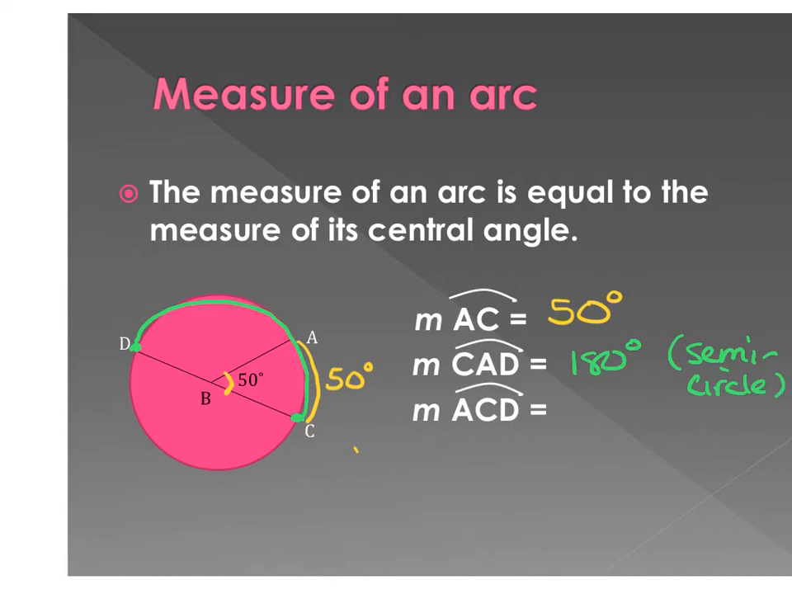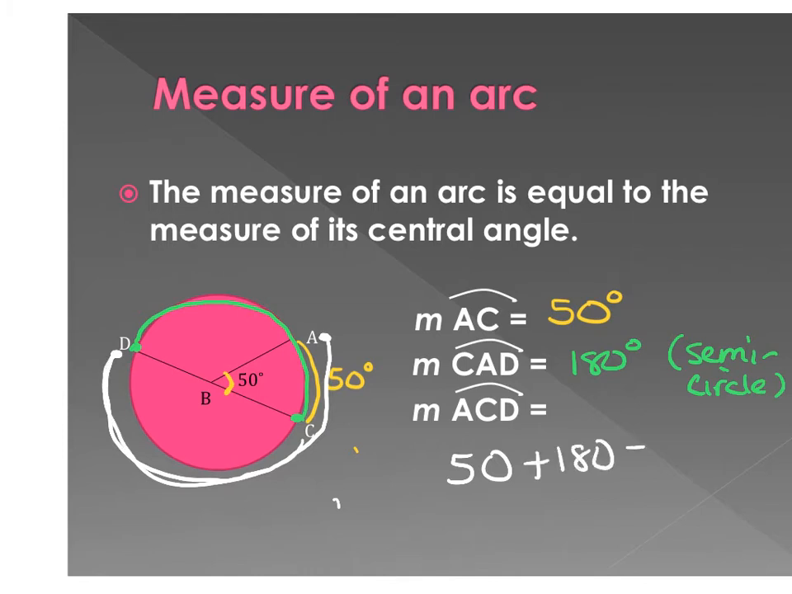Then to find ACD, what I can do here is I'm going to start at A, go to C, and then go around to D. Now to find its measure, from A to C it was 50, and then from C to D is the semicircle, so I add the 180, so this arc measure is 230 degrees.